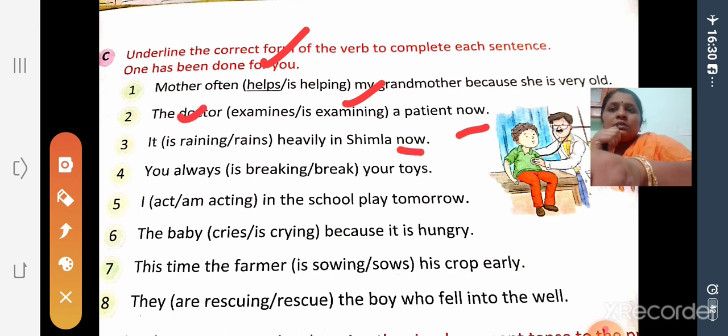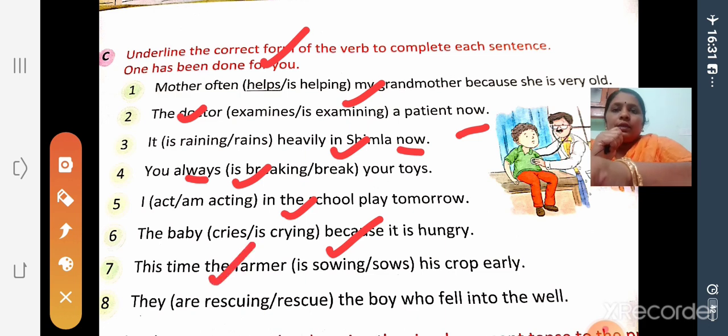The doctor now, we are examining, the again now, so is raining. You always breaking or break your toys. So always means simple present tense. I dash tomorrow, present continuous. The baby dash because it is hungry. Baby is crying. This time the farmer dash his crops, is sowing this time. Then they dash the boy who fell into the well. They are rescuing. Okay.